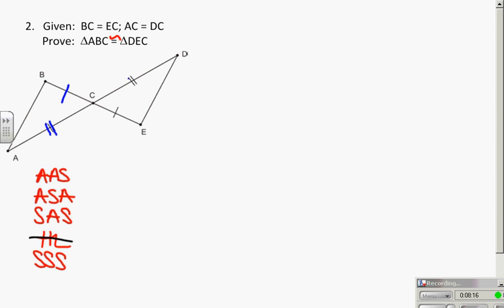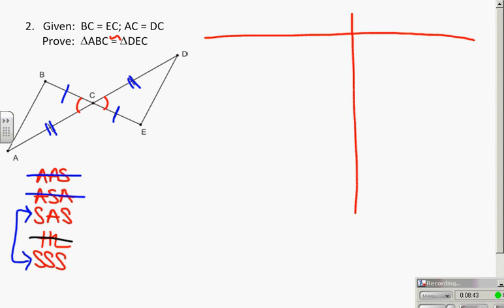What I'm given are 2 sides. So based on what I'm given, that rules out this one, it rules out this one. I'm left to say to myself, can I prove side, side, side, or can I prove side, angle, side? Do I know anything about BA and ED? The answer is no. But what I do have, and what I love to see when I have this butterfly picture, is that I have vertical angles.